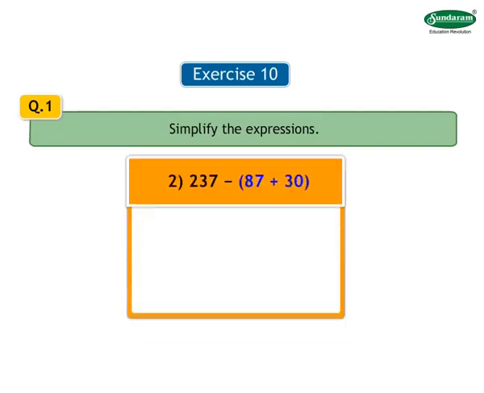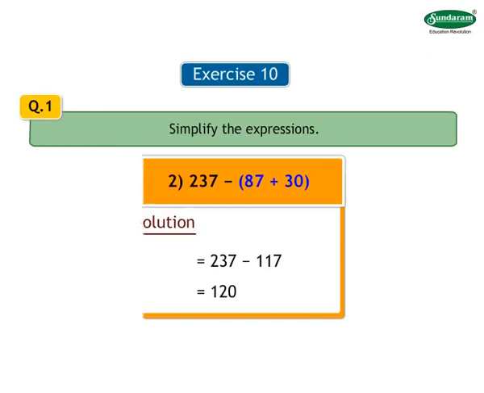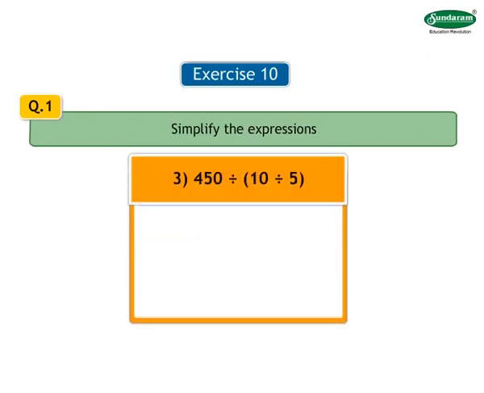Number 2. 237 minus (87 plus 30). Solution. We will first solve the bracket. We get 237 minus 117, which equals 120. Number 3. 450 divided by (10 divided by 5).